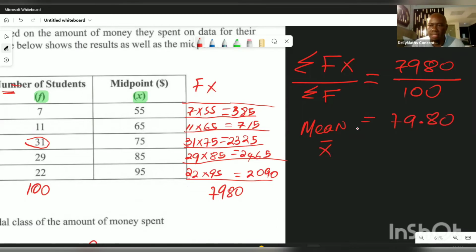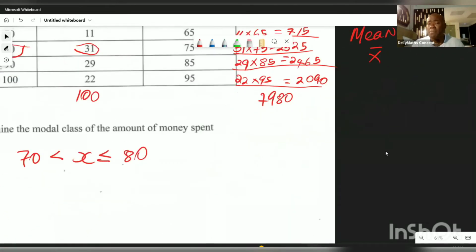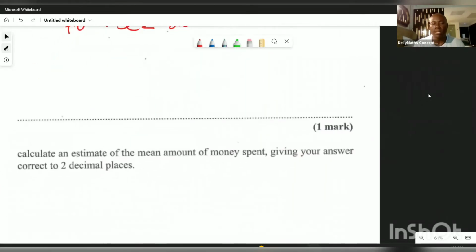And this is money. If you notice, they said 2 decimal places. If you put 79.8, you're in trouble, because money must be rounded off to 2 decimal places at all times. Plus, they specifically told us 2 decimal places here, so don't take it for granted. So we're talking about $79.80.